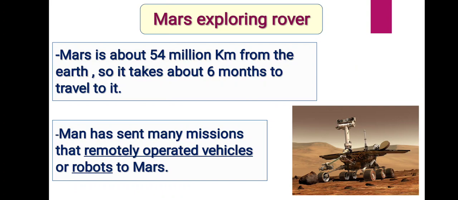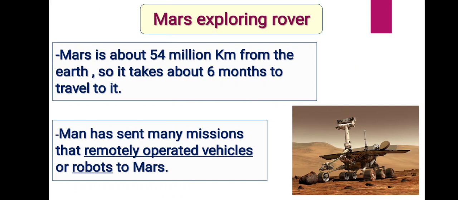To travel to the Mars planet from Earth, you need 6 months. How many months do you need to go to Mars? You need 6 months. So if the scientists want to go to Mars, they need 6 months. So the scientists didn't go to Mars, but they sent vehicles and robots to discover the Mars planet.